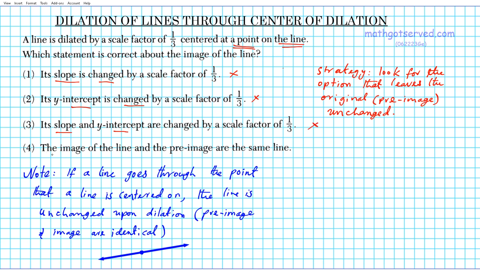But take a look at option 4. The image of the line and the pre-image are the same, unchanged. So there goes our answer right there. It's option number 4.